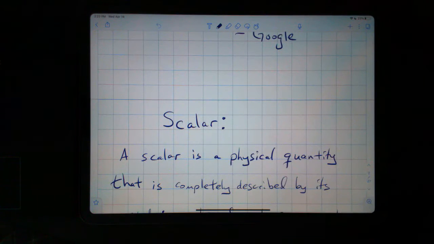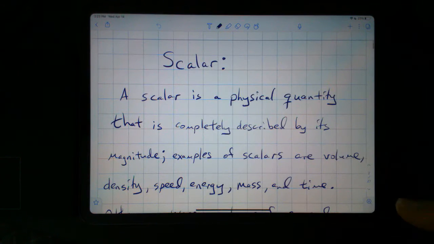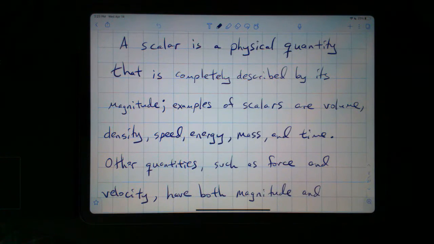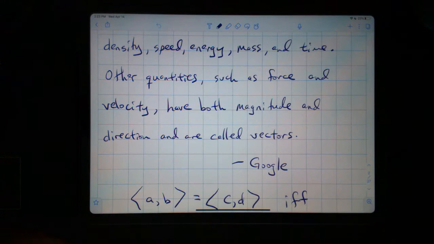Another term we will talk about is a scalar. And again, I just did a Google search for scalar. A scalar is a physical quantity that is completely described by its magnitude. Examples of scalars are volume, density, speed, energy, mass, and time. Other quantities, such as force and velocity, have both magnitude and direction and are called vectors.